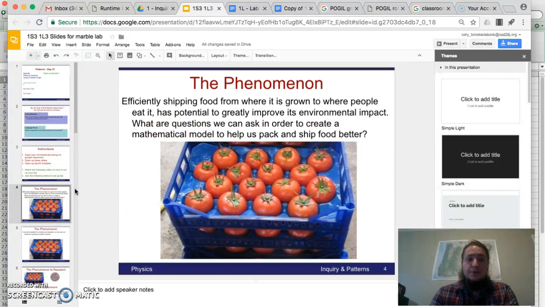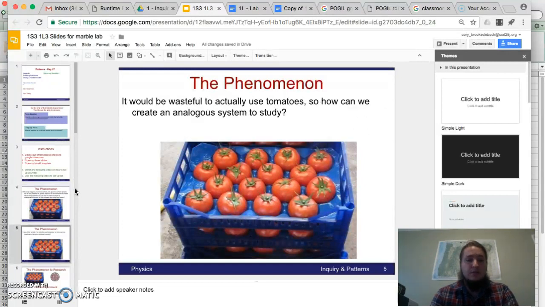So the first thing here, our phenomenon that we're looking at is how efficiently can tomatoes pack. So if we have a crate of tomatoes, how does the size of the crate of tomatoes determine how many tomatoes we can fit in there? But unfortunately, for this lab, I don't have hundreds of tomatoes for everyone to use. So we're going to have a different system. We're going to use a model system, something that's similar to a tomato, but something that's much cheaper and not as easily damaged to get our hands on.